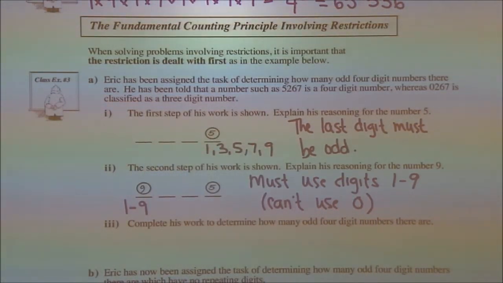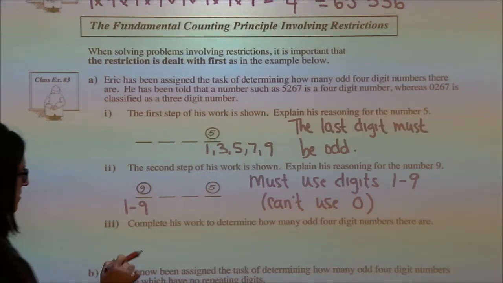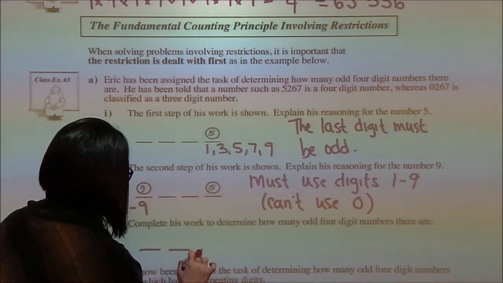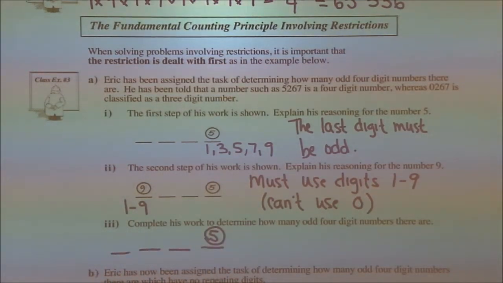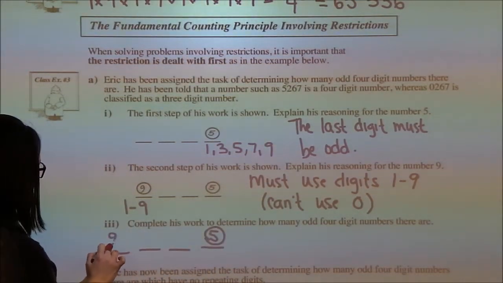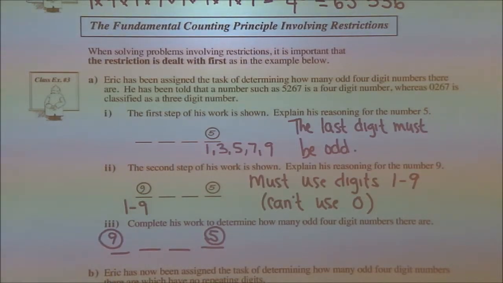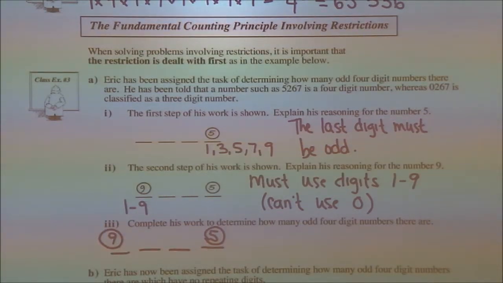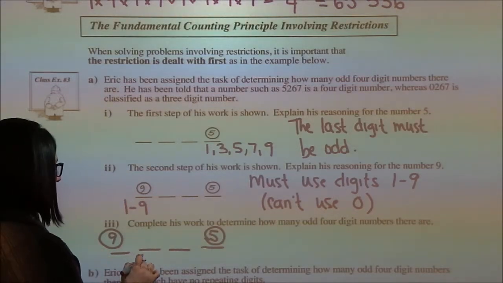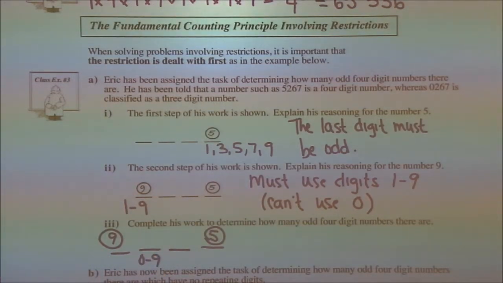So it says complete his work to determine how many odd 4-digit numbers there are. So we have the 4-digit numbers. We know that in order for it to be odd, the last one has to be 5. And in order for it to be a 4-digit number, the first one has to be from 1 through 9. What choices do I have for the second spot? What digits can I put in the second spot? 0 to 9. So how many choices do I have? 10.